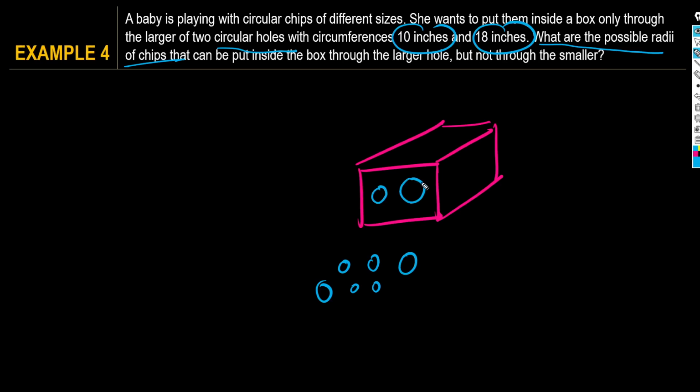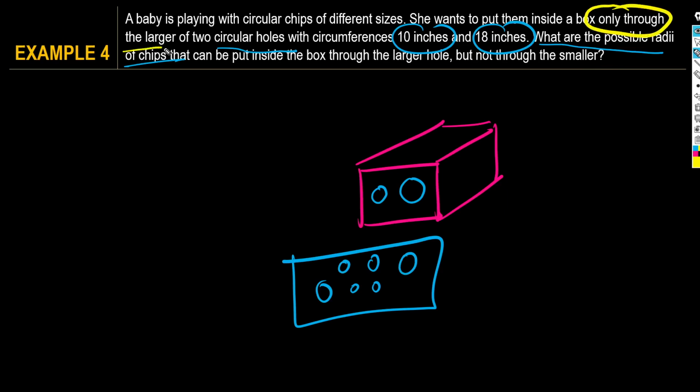And the baby is trying to put these circular chips inside the box. But notice, there is an important condition: only through the larger of the 2 circular holes. So she wants the chips to get into the box, but only through the larger of the 2 holes, not this one.